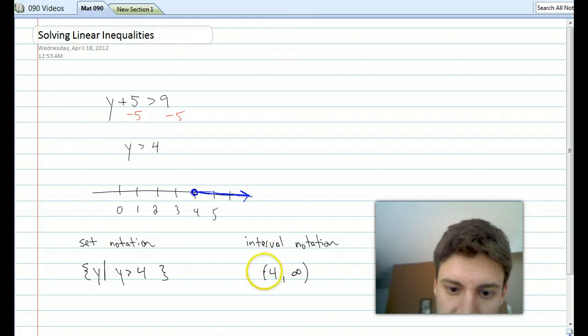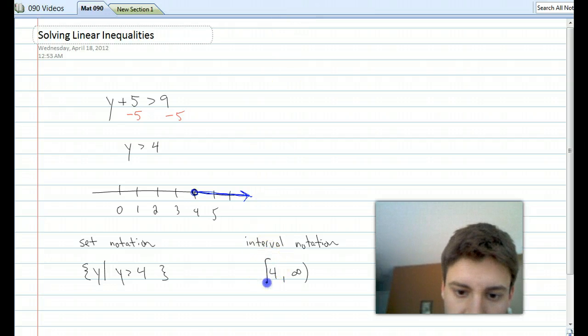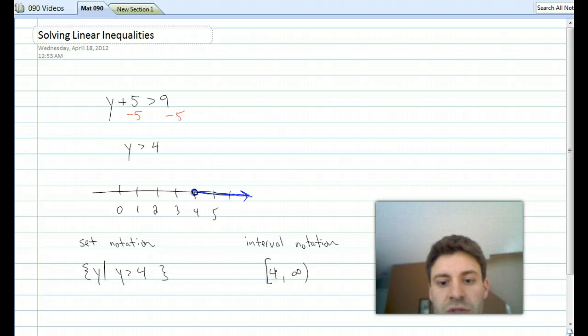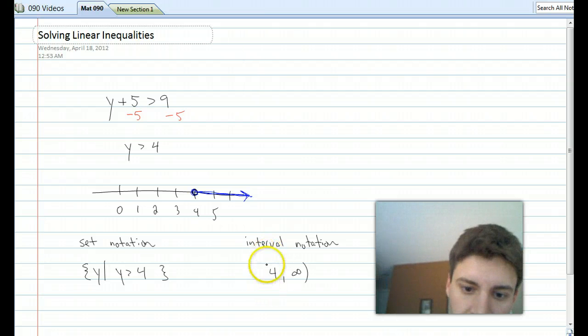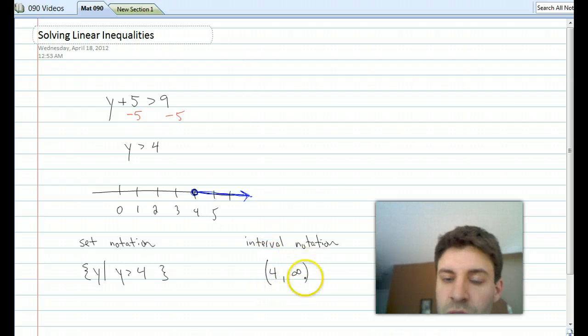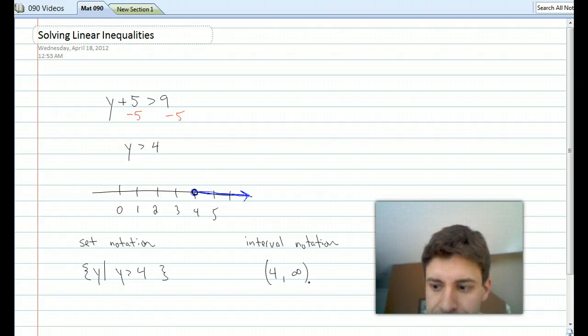If we did want to include 4 in our set, what we would do is we would use a closed bracket. So a question that I get a lot is, why did we use a parenthesis with our infinity? Well, we don't actually include infinity. We don't even really know what infinity is, so you can't really include it in a set, I guess.